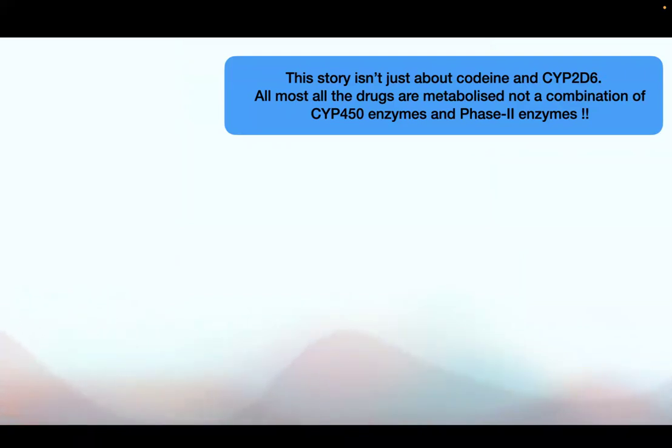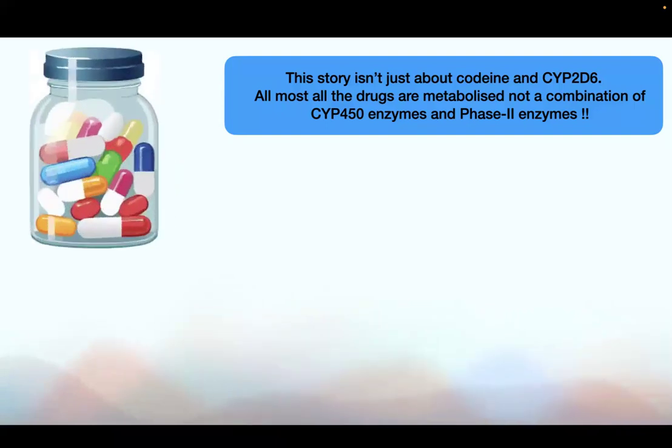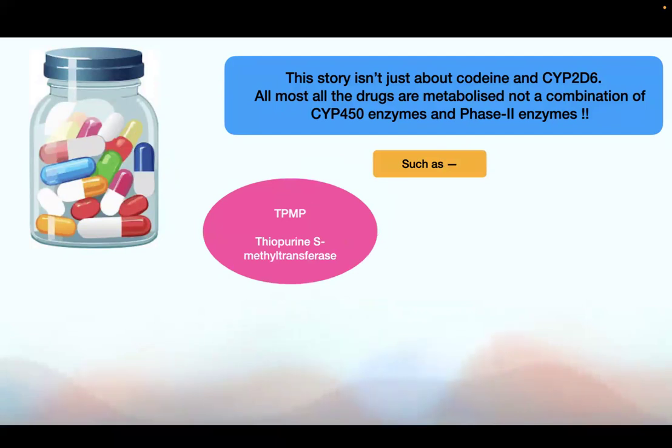Most drugs are metabolized by a combination of enzymes, not just CYP450. There are phase 1 and phase 2 enzymes. The phase 1 enzymes are the CYP450 family, and in phase 2 there are other enzymes. We have a vast category of drugs and a vast category of enzymes too.